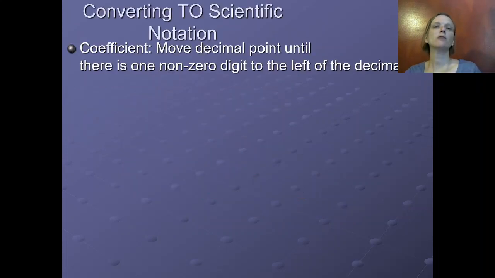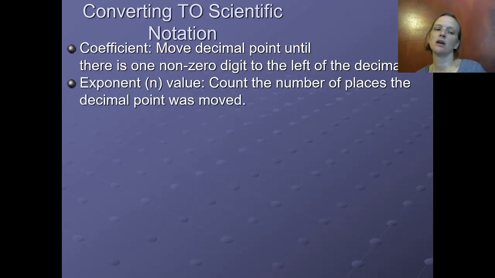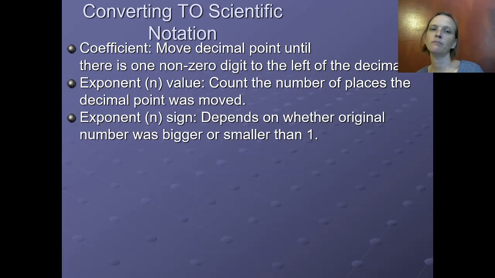So, how do you convert to scientific notation if you know the standard notation value? Well, to get the coefficient, you move the decimal point until there is just one non-zero digit to the left of the decimal point. Then, for the exponent value, you count the number of places that you moved the decimal point. Then you need to decide the sign on the exponent. You can have a positive exponent or a negative exponent. The sign depends on whether the original number was bigger or smaller than 1.